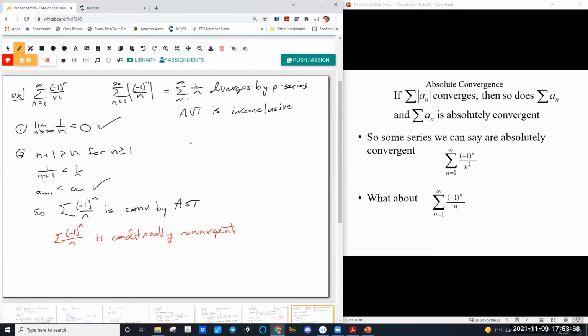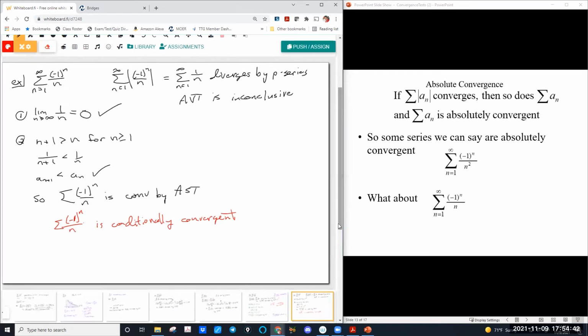Questions about the alternating series test or absolute and conditional convergence? Usually it's pretty obvious when it's conditionally convergent because you're going to get a case like this. You take the absolute value and you're going to get something that is like 1 over n, or is a p series, or is very close to a p series that is divergent. All right.